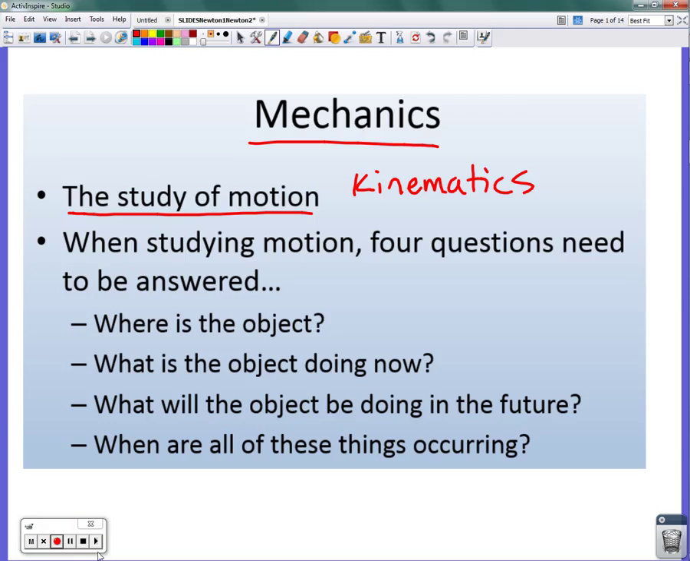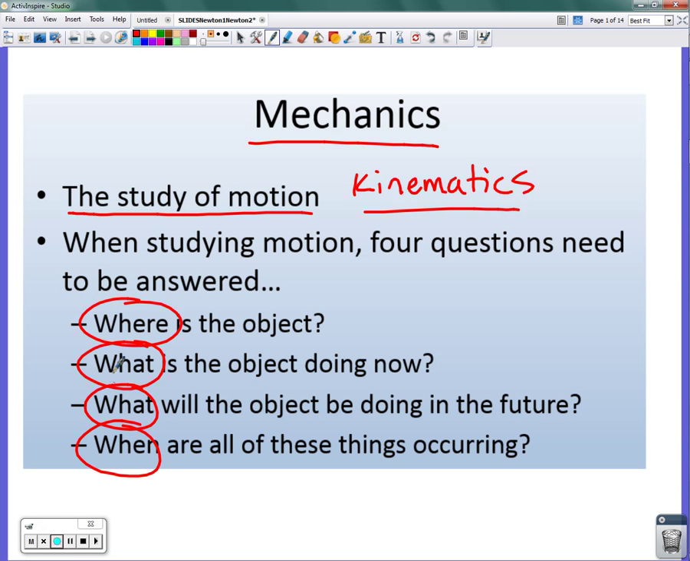So we talked about that there are four questions that we want to answer when we are describing motion. Where is the object? What is it doing? What is it going to do next? And when are all these things happening? When we talked about that, we use displacement, velocity, acceleration, and time to describe those things. But again, we're only describing. Kinematics is only about describing something, not explaining it.